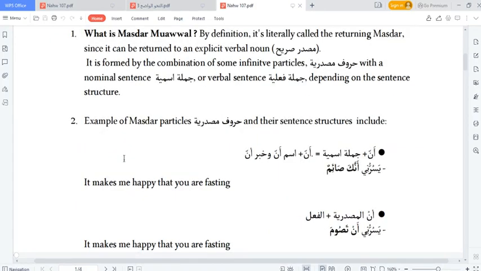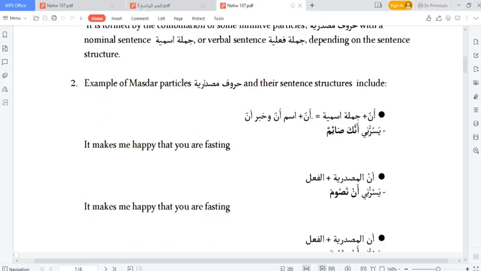Another point. So examples of the masdar particles, meaning the huruf masdariyya that we said is used, and their sentence structures. The first among them is anna plus jumla ismiyya. If you have anna plus jumla ismiyya, what we meant by that is anna plus ismu anna and khabaru anna. So this ismu anna and khabaru anna is jumla ismiyya. Plus anna, they will give us masdar mu'awwal, a returning verbal noun.